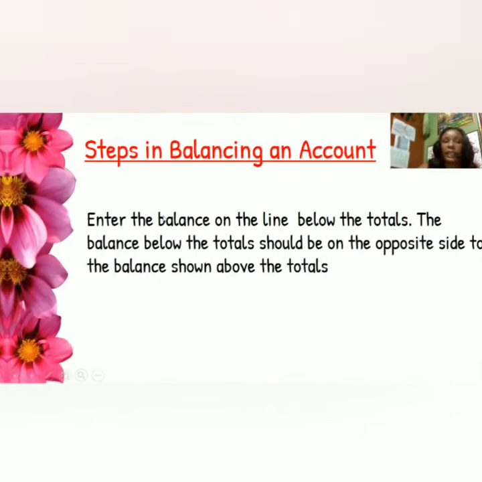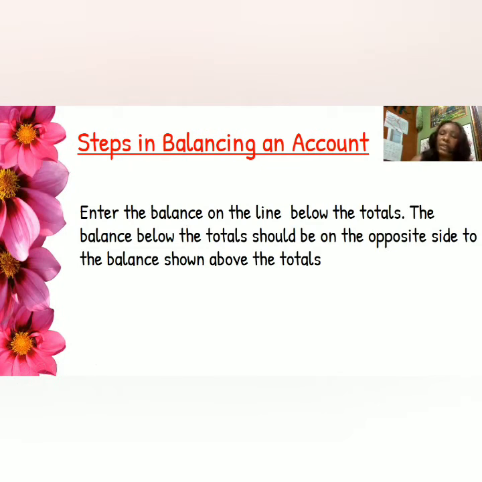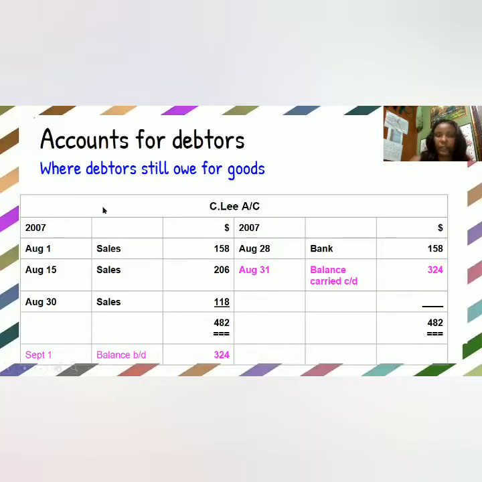Here, last step, enter the balance. And by balance, we mean what was left after you subtracted your credit side from your debit side. So this balance is shown below the total on the opposite side. So look, balance carried down in this case is on the credit side. But the balance carried down can fall on any side depending on what type of account you're doing. If you're doing an account for debtors, it will be on the debit side. If you're doing accounts for assets, it will be on the debit side. But if you're doing accounts for capital and liability, it may fall on the credit side.